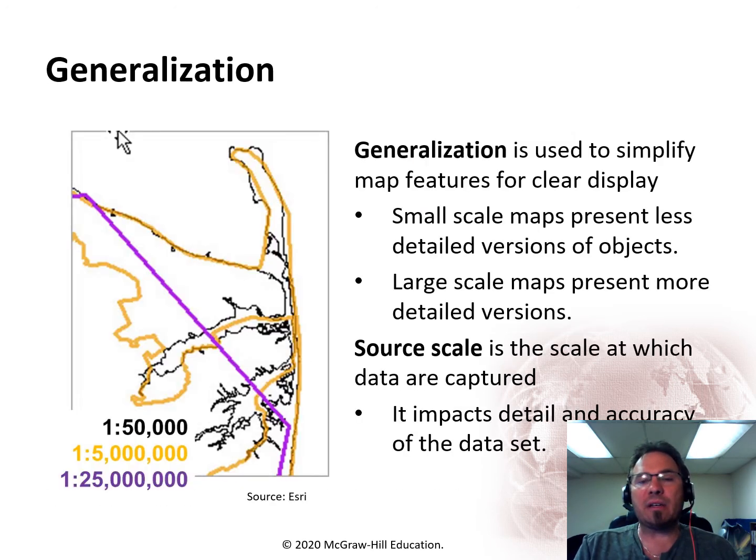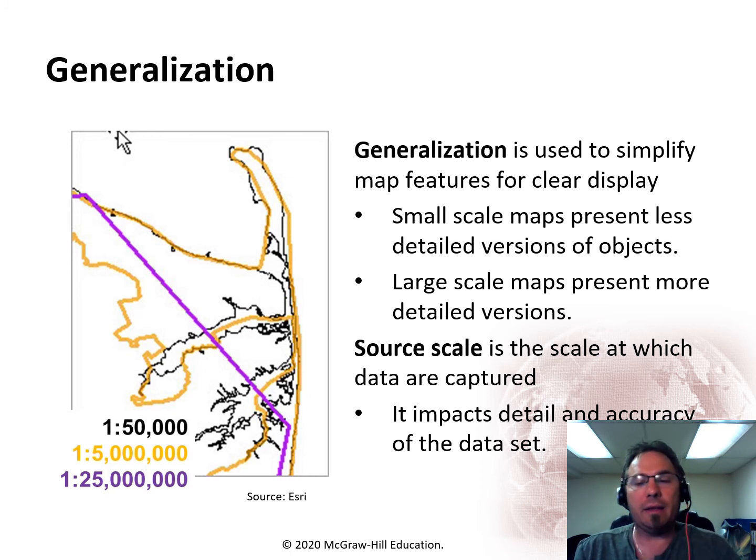So that brings us to what's called generalization. Okay, generalization is used to simplify map features for clear display. Now, for a small scale map, and if you remember correctly, small scale means it maps a large area, and a large scale map represents a small mapped area, you can have vastly different looking data on that particular map.